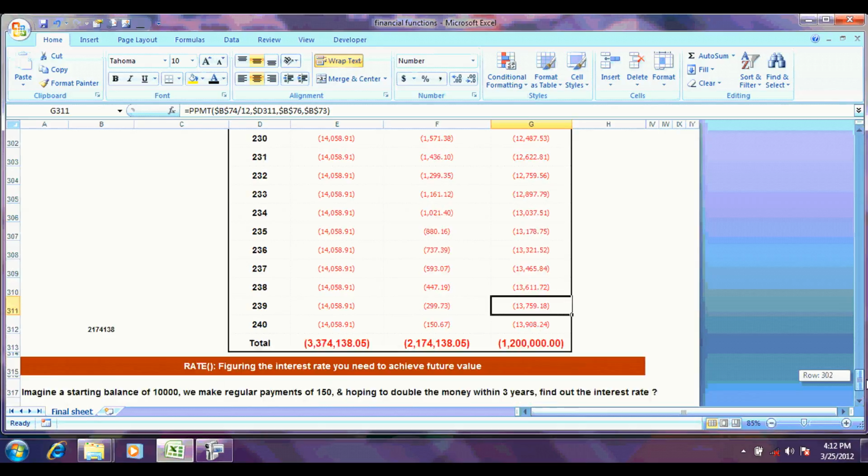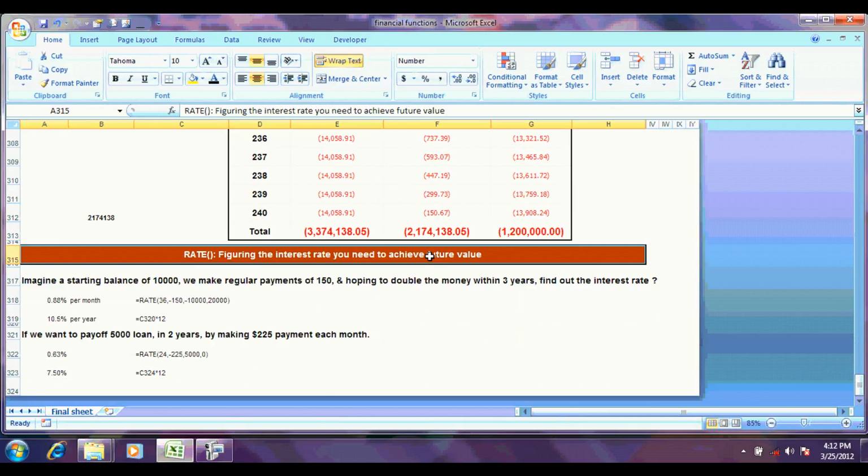Now let's learn about the last topic of today, that is rate. By this we'll figure out the interest rate you need to achieve the future value. Now imagine a starting balance of around 10,000 rupees. We make regular payment of 150 and hoping to double the money within 3 years. Find out the interest rate at which our money should grow.